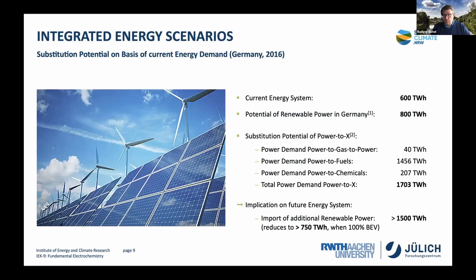So in order to do so, we need lots of renewable electricity. So these are the numbers of Germany. And just to make a long story short, in Germany, we have the potential to produce about 800 terawatts of renewables. But for defossilization of all industrial key sectors, we would need approximately twice of that number.